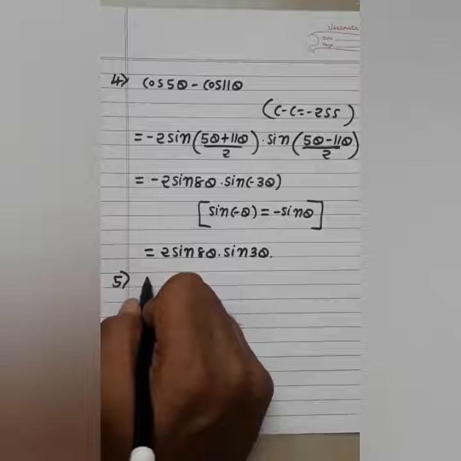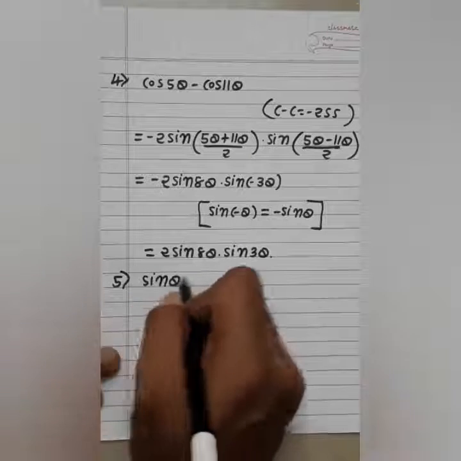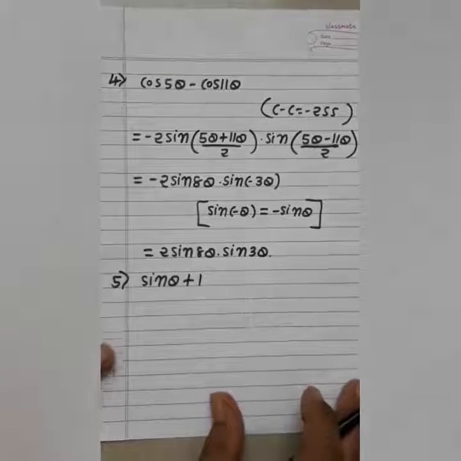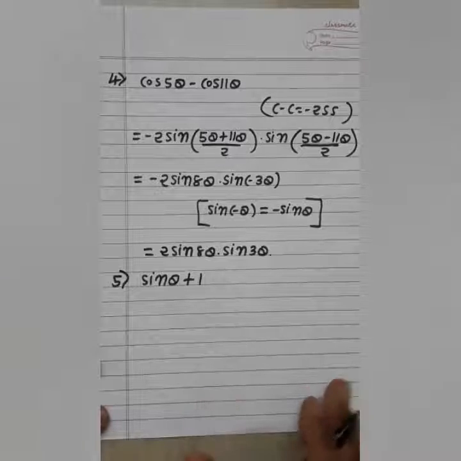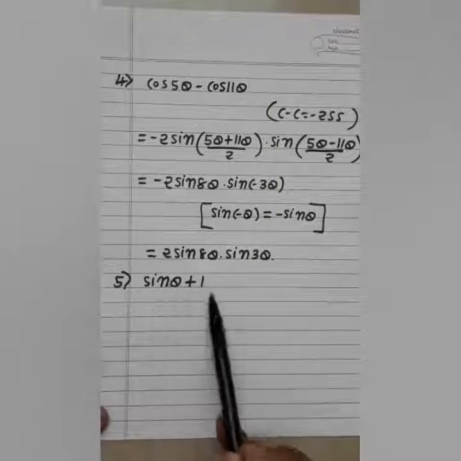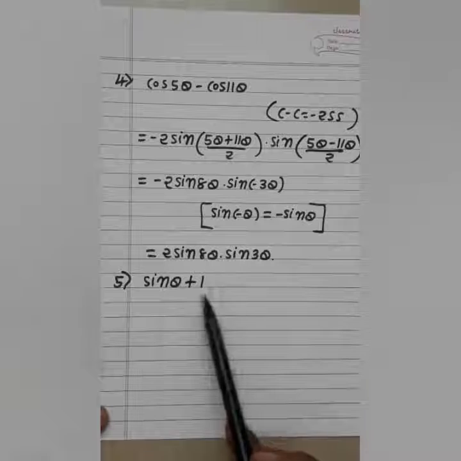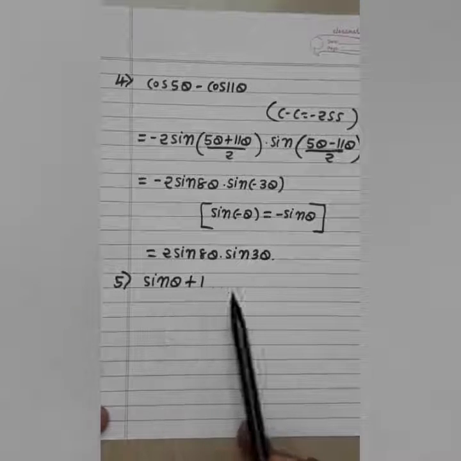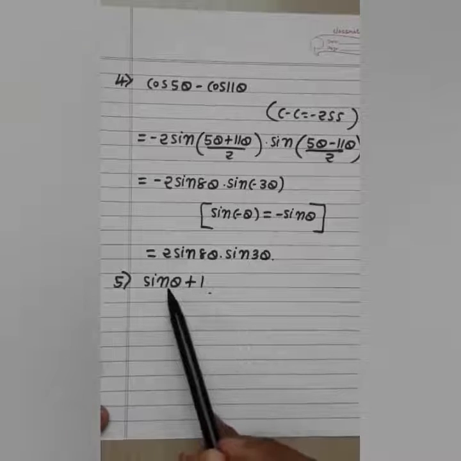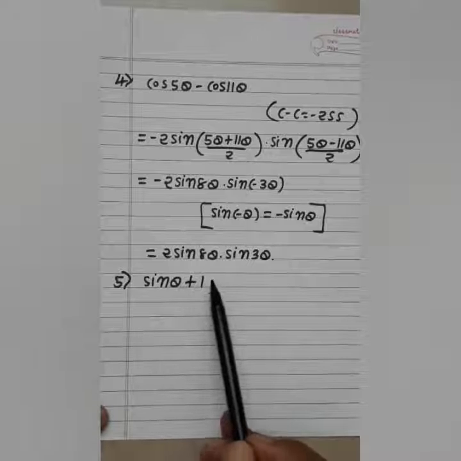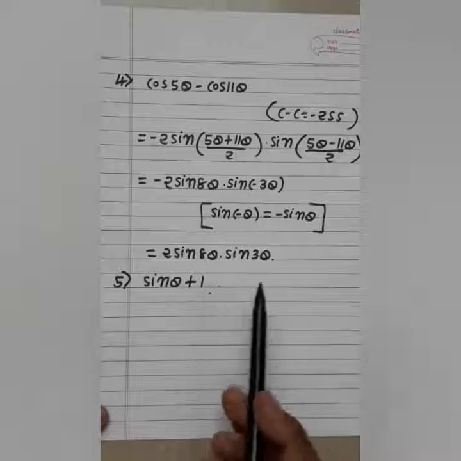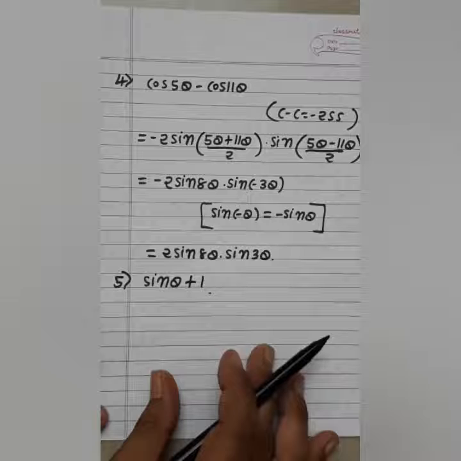People, sine theta plus 1. So now our identities are sin plus sin, sin minus sin, cos plus cos, cos minus cos, but in this question sine theta plus 1 is present.